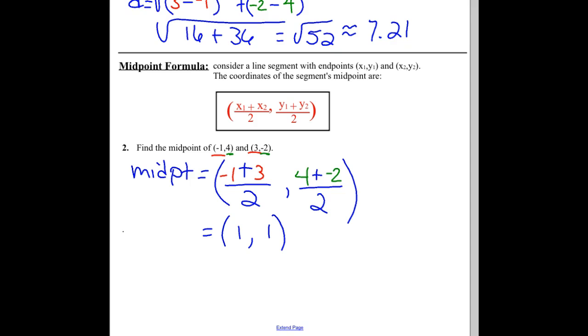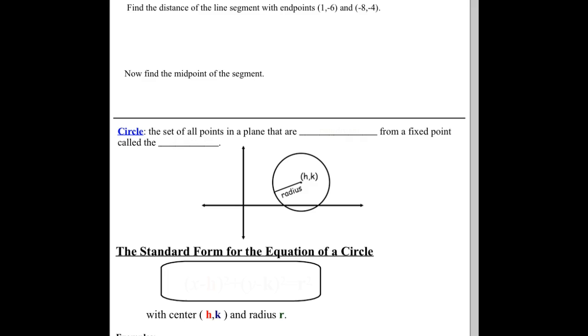Questions on either of those two formulas? Okay. We're going to pause the video at the top of the next page. You have another set of ordered pairs. I want you to find the distance and the midpoint for that segment. All right, let's check. Distance.